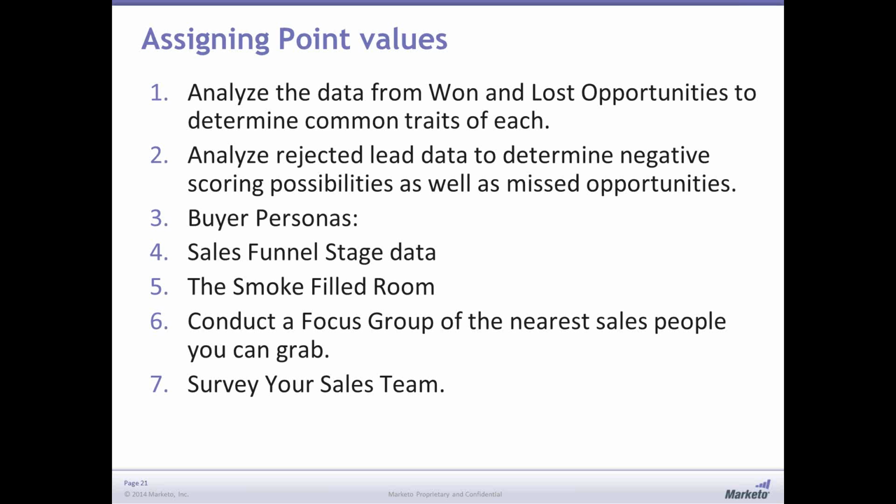Usually what I recommend people do is one of these 7 items. At the top of the list, which would be really awesome, is analyze the data from won and lost opportunities to determine a prediction about what kind of leads are going to be qualified. There are a lot of good companies out there who can do this for you using a model. You can also try to do it yourself, and there are various statistical methods to help you do that.